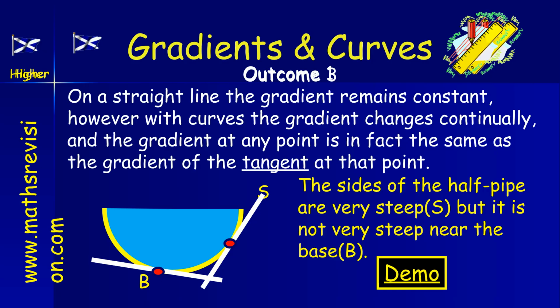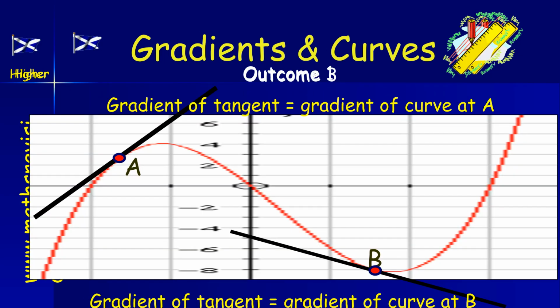While the gradient of a straight line is constant, the gradient of a curve changes continually. At any specific point, the gradient of the curve is equal to the gradient of the tangent at that point. As you can see, the gradient of the tangent line provides the gradient of the curve at that exact location, whether at point A or point B.